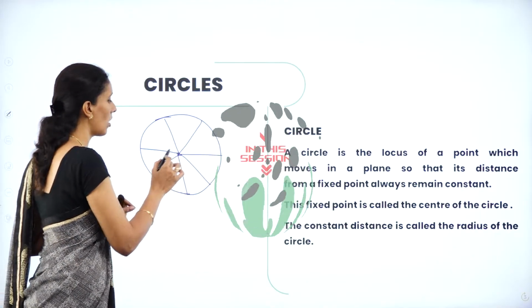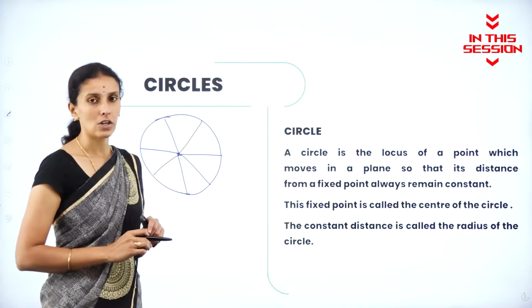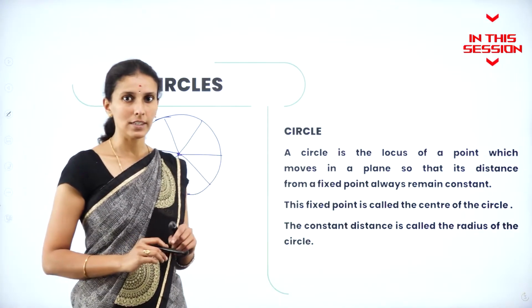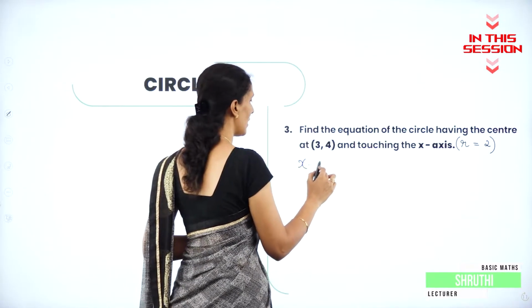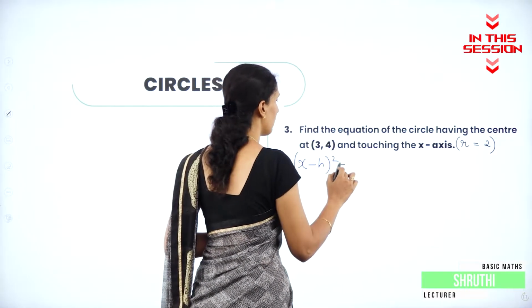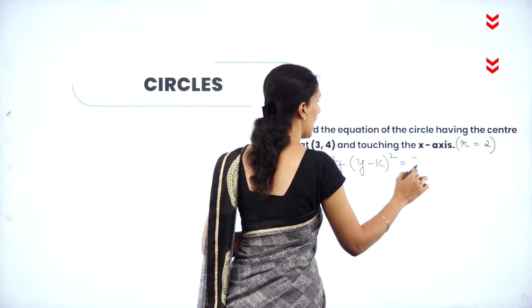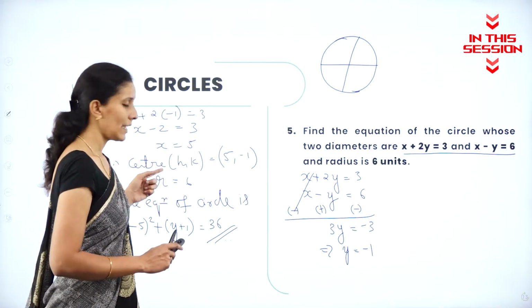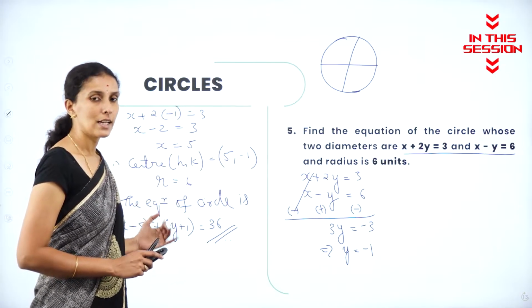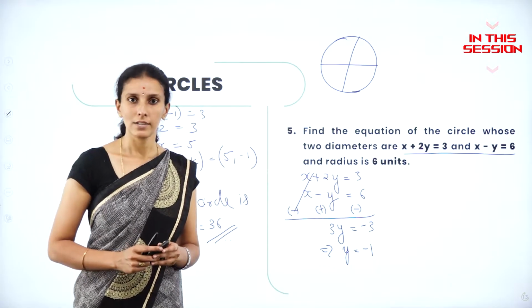Fixed point is called the center of the circle and the fixed distance is called the radius of the circle. So what is the general equation of the circle? That is x minus h whole square plus y minus k whole square is equal to r square. The given lines are the diameter. You will get the center. They have given the radius. Substitute in the equation. You will get the equation of a circle.